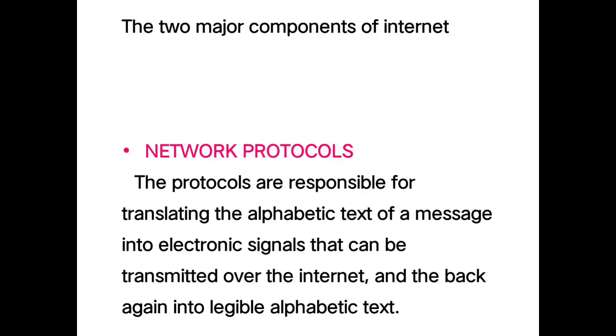Then the internet can be seen as having two major components. One is network protocols, another one is hardware. The term network protocols means TCP/IP suite. It presents a set of rules that devices must follow in order to complete a task. Without this common collection of rules, machines wouldn't be able to communicate. The protocols are responsible for translating the alphabetic text of a message into electronic signals that can be transmitted over the internet and then back again to legible alphabetic text.